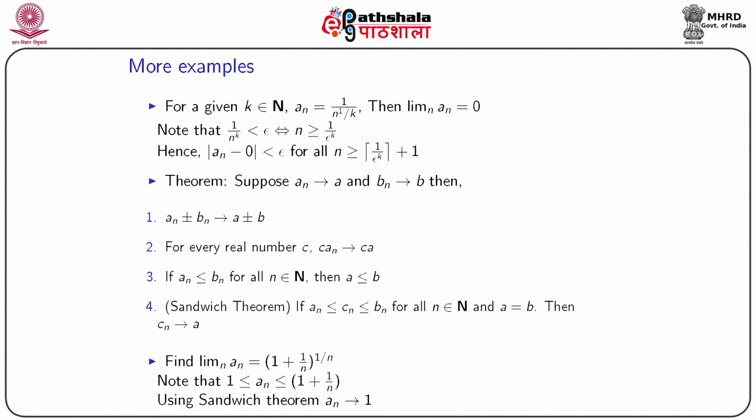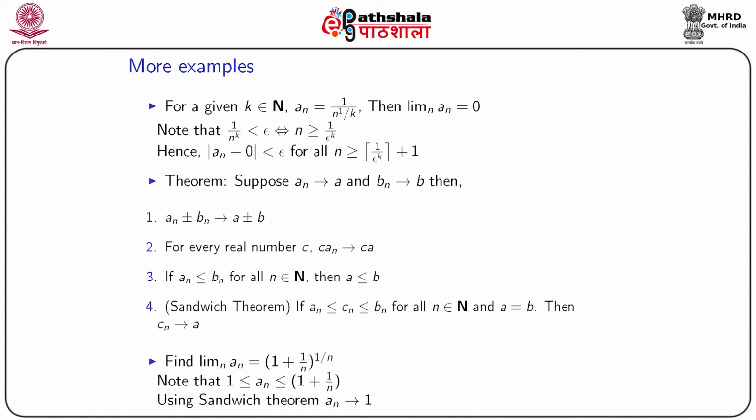These examples show us how to find the value of N, the finite number N, after which the sequence will converge. Now we will focus on some important theorems when you have more than one sequence. Suppose I have two sequences a_n and b_n. a_n converges to a and b_n converges to b. Now the question is, what will happen to the sequence a_n plus b_n or a_n minus b_n?